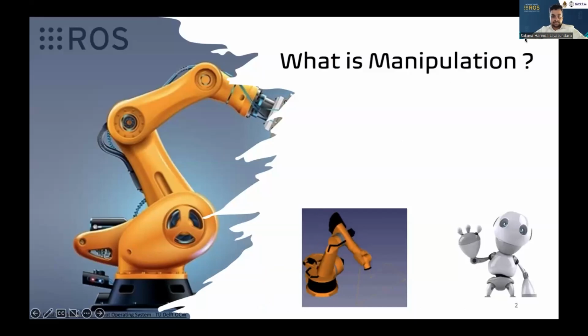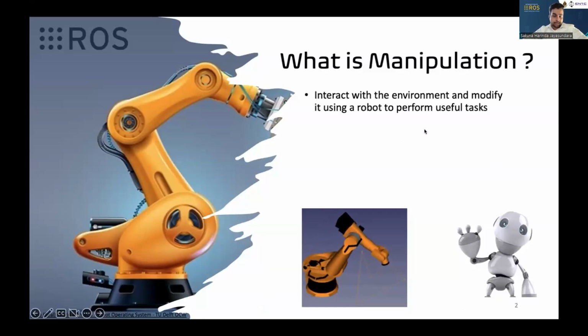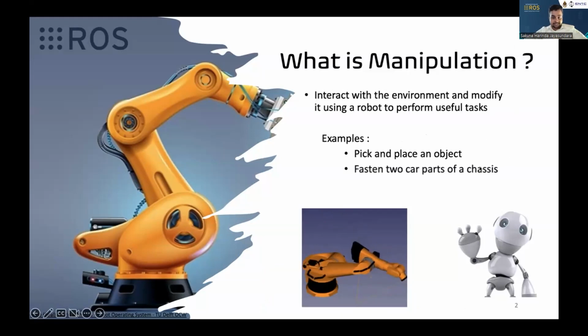So let's see what the manipulation is. Manipulation is interacting with the environment and modifying it using a robot so that we can perform some useful tasks. Those useful tasks can range from very simple tasks such as pick and place an object, as well as very complex tasks such as fastening two car parts of a chassis.